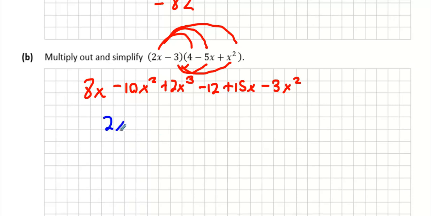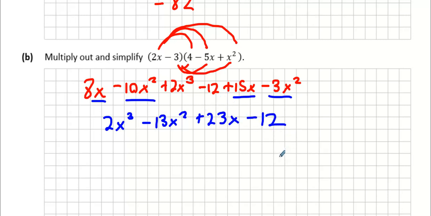Next thing, 2x cubed. Minus 10x squared minus 3x squared is minus 13x squared. 8x plus 15x is 23x. And then finally the minus 12 is left over, and you're done. Minus 10 minus 3 in the calculator is minus 13.